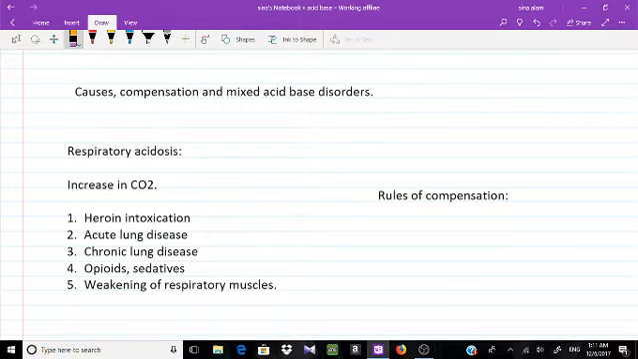Now, some causes of the respiratory acidosis. So I was trying to mark it with my eraser, and you cannot mark it with the eraser. Okay, so respiratory acidosis, there is an increase in carbon dioxide level.